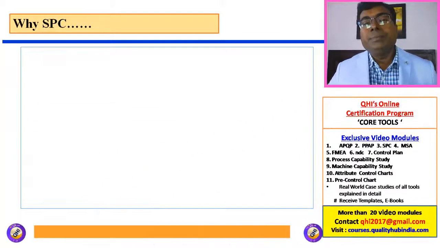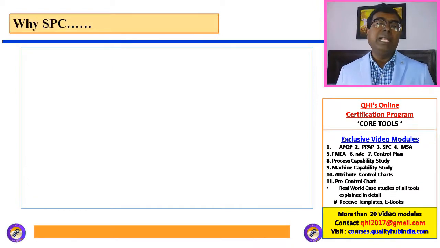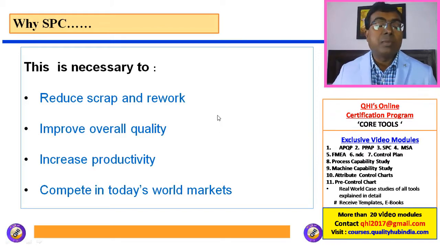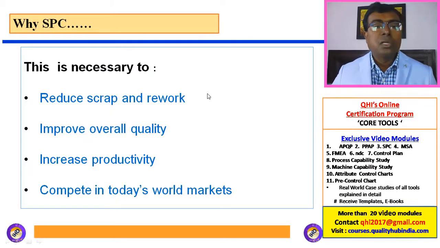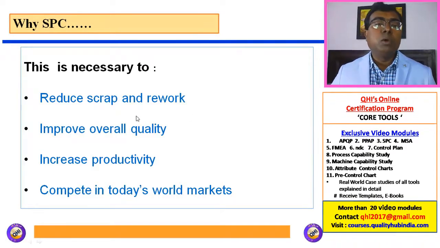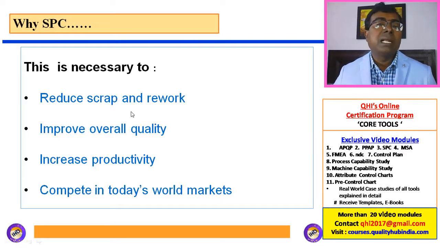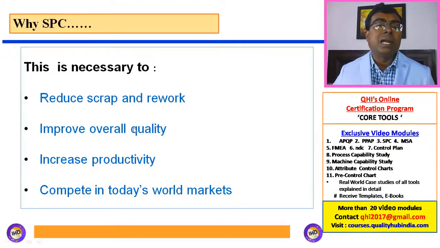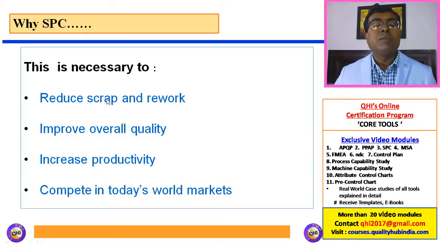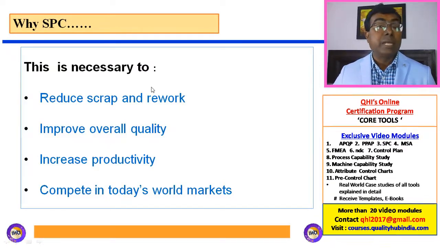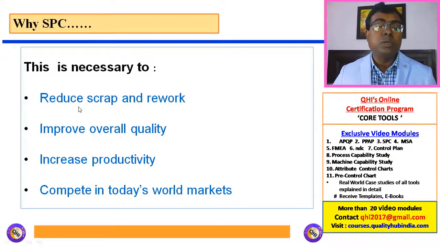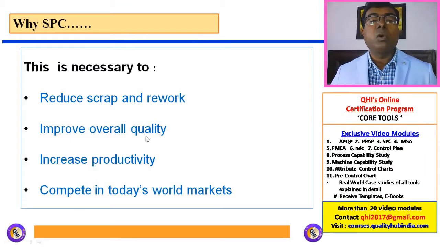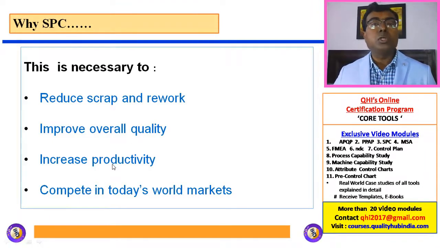Now friends, let's understand why SPC is so important for any organization. As we know, in any manufacturing process or any process, there is bound to be variation. If you don't control variation, there is bound to be scrap or rework, and that can affect my customer satisfaction. That will affect my overall target of meeting the required quality and productivity. So if I work on SPC, if I work on reducing the variation in the processes, this will help me to reduce scrap. This will also help me to reduce rework, and ultimately my overall quality will go up and productivity will also go up.